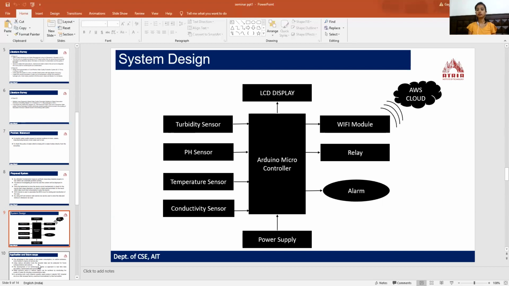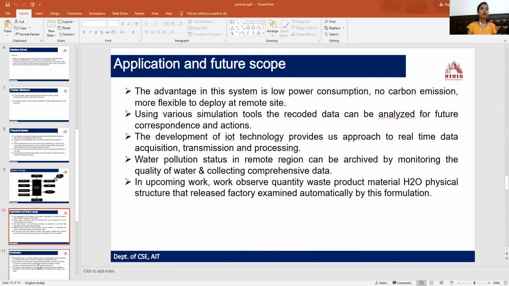The Wi-Fi module is used for the connection to the AWS Cloud, that is Amazon Web Services Cloud, where we can store and retrieve the data or the information. This is the process of this system design. Let's move on to the application and future scope.